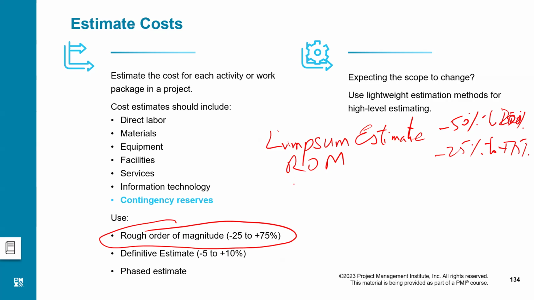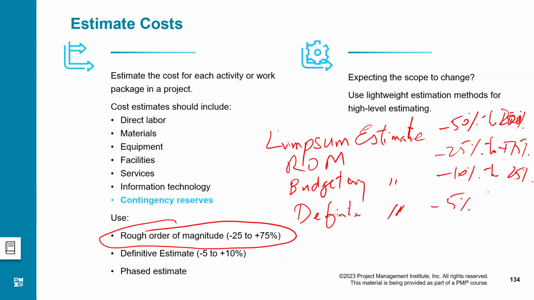Then we have another kind of estimate, which is called budgetary estimate, and its accuracy is going to be minus 10% to plus 25%. And then is the definitive estimate, which is the bottom-up estimate. This is most accurate in terms of the predictive project, and its accuracy is minus 5% to plus 10%.